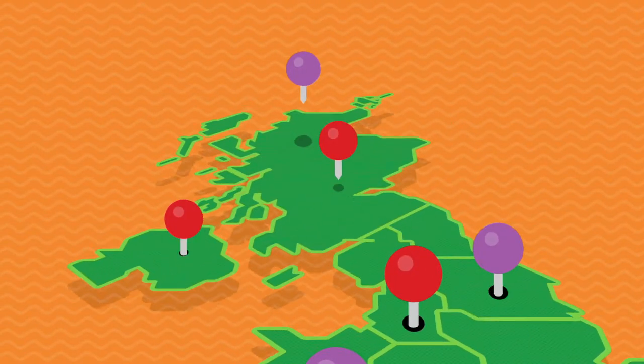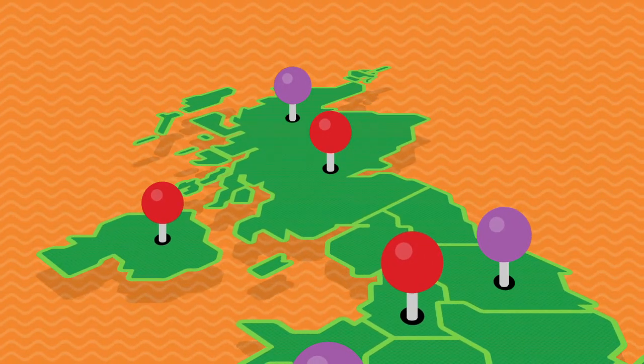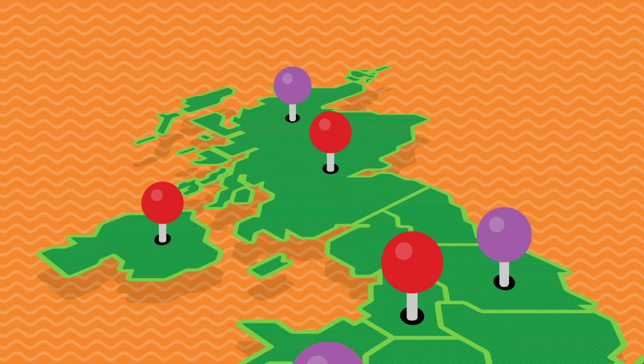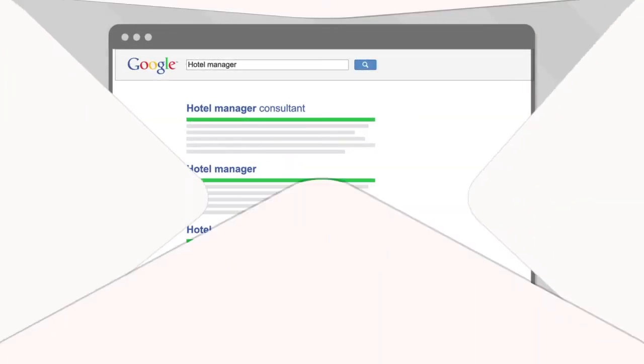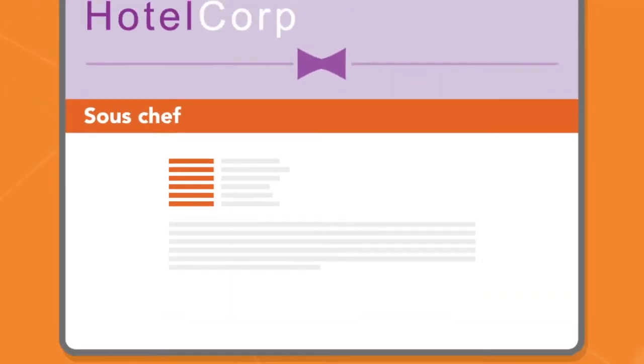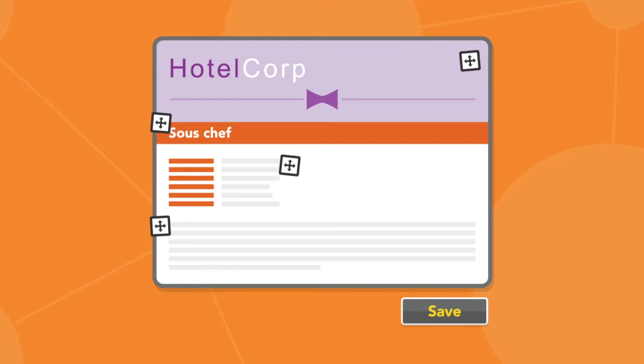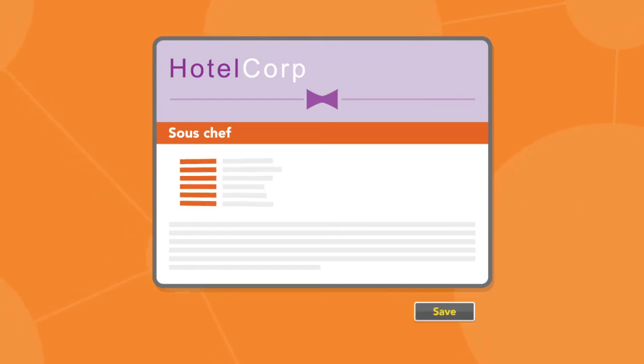It will appear on our special job map to target local hospitality candidates, and also pop up on places like Google. We'll even email relevant candidates to make sure nobody misses it, and you can tweak your ad whenever you want. So if you want to boost the salary or change the job spec, you can do it in seconds. It really is as easy as that.